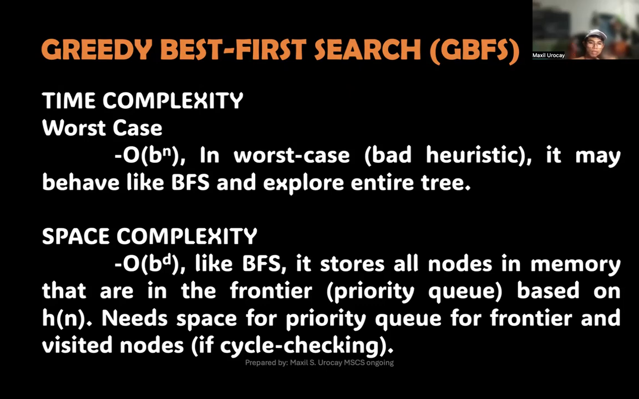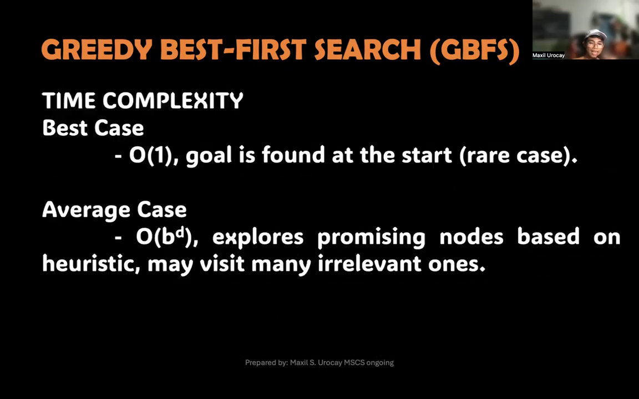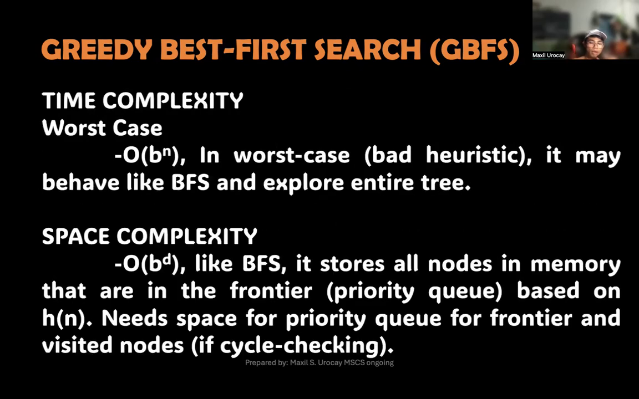Now, space complexity will be O(b^d), where d is your depth. Like breadth first search, it will store all nodes in memory that are in the frontier or the priority queue. You need space for the priority queue, the frontier, and the visited nodes for checking. That's how it works in space complexity as well. We will illustrate an example for that in the next video, working on it step by step. Thank you and see you there.